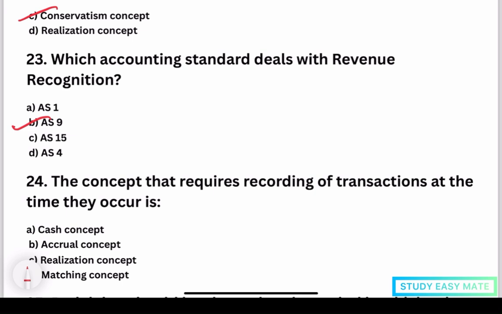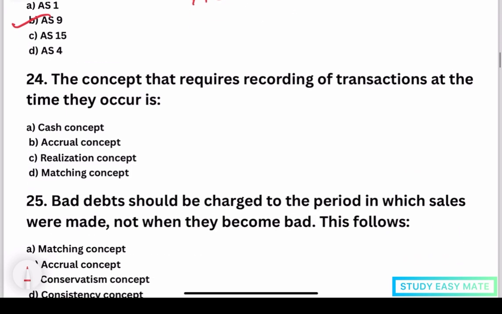So what is AS 9? It is Accounting Standard 9, which deals with revenue recognition in India. This standard provides guidance on how, when, and how much revenue should be recognized in financial statements. It covers various types of transactions, including sale of goods, rendering services, and use of enterprise resources. Okay, AS 9, that is Accounting Standard 9. It deals with revenue recognition.